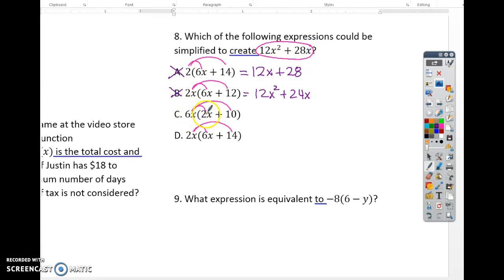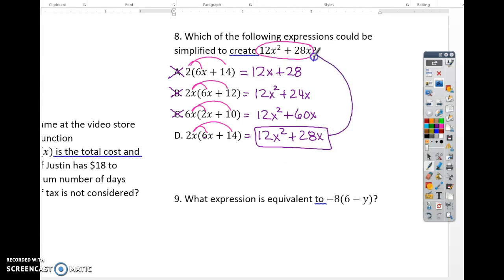C, 6x times 2x. 6 times 2 is 12. There's an x here and an x here, so that's x squared. And then 6 times 10 is 60x, so positive 60x. And that's also not it, because that's not 28. And then the last one, 2 times 6 is 12. 1x, 2x, so x squared. And then 2 times 14 is 28, and that one has an x, so it's 28x.